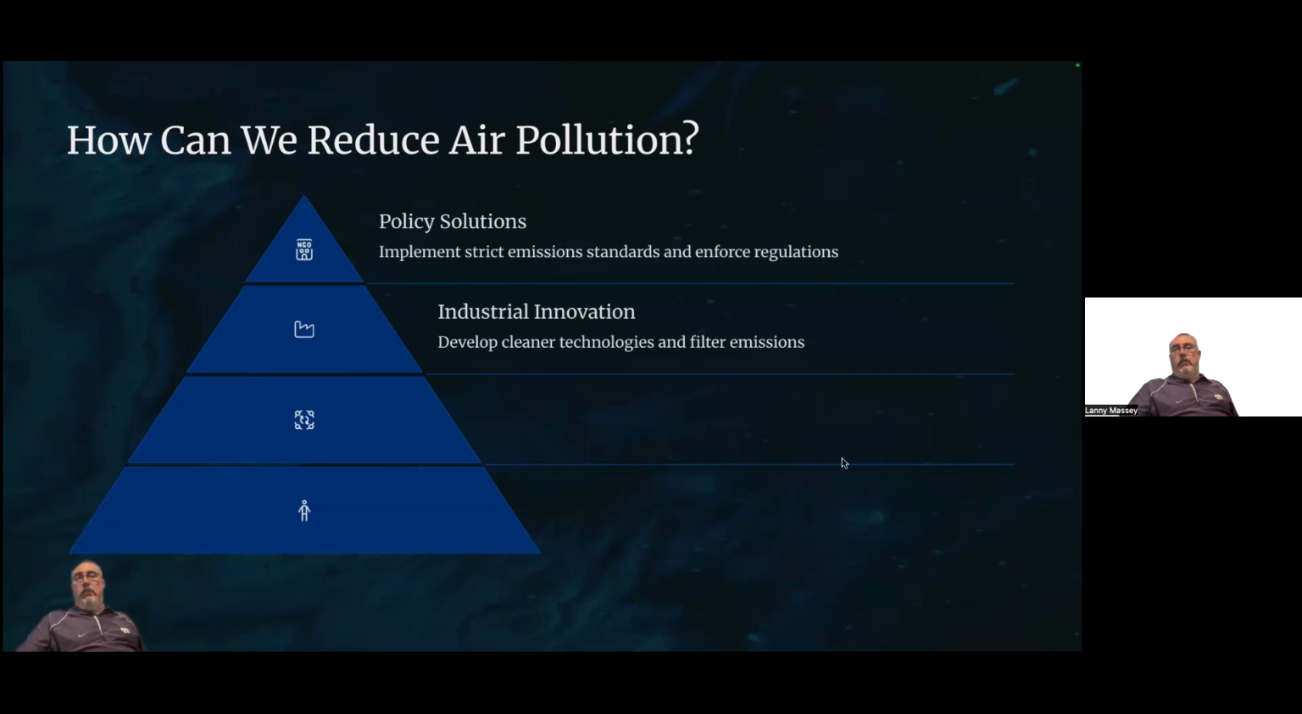Industrial innovation, develop cleaner technology and filter emissions. That has happened a lot in the last 50 years. There are much better ways of filtering air coming out of power plants, coal plants, things like that. I live about 50 miles away from the largest coal plant in Kansas, called Jeffries Energy Center. And most of what you see coming out of the huge smokestacks, it's called smokestacks, but they're really not smokestacks. They are, but they aren't. Most of what's coming out of there now is steam.